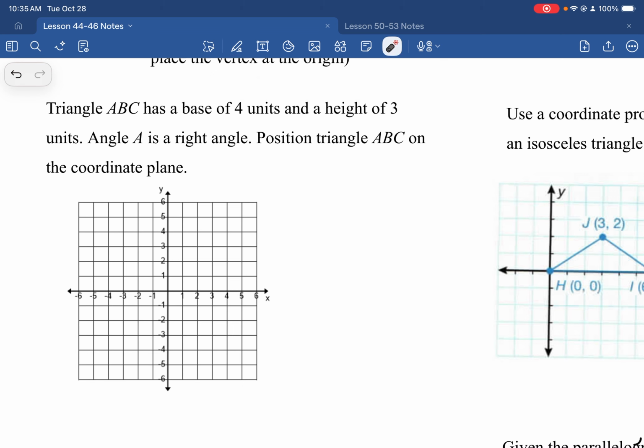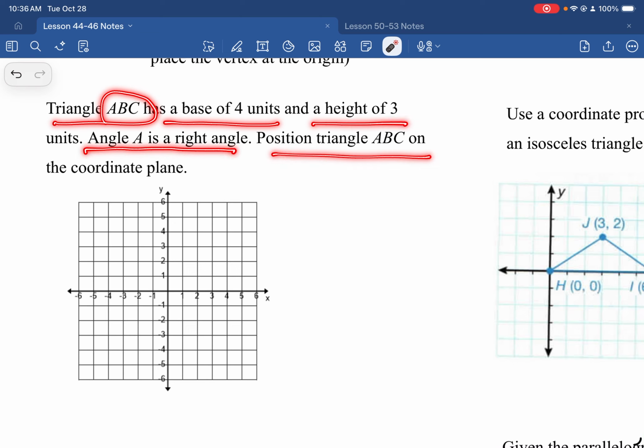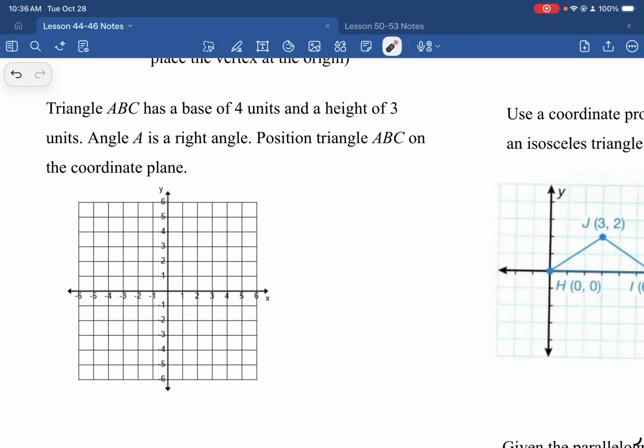This one right here says that triangle ABC has a base of 4 and a height of 3. Angle A is at the right angle, and they want us to position it on the coordinate plane. So remember, like I said, start at the origin. They told us 4 units to the right. That's the base, so that's easy. Just go 4 this way. They told us it's 3 units high.